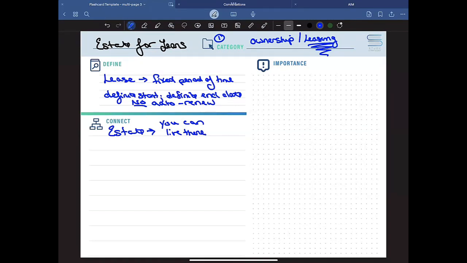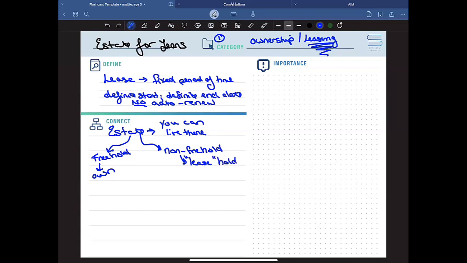And we also know that there are two types of estates. You've got your freehold estates, and then you've got your non-freehold estates. Do you happen to remember what freehold or non-freehold means? Isn't freehold owning without a lease and then non-freehold is leasing? Yeah, because leasehold is the other word.